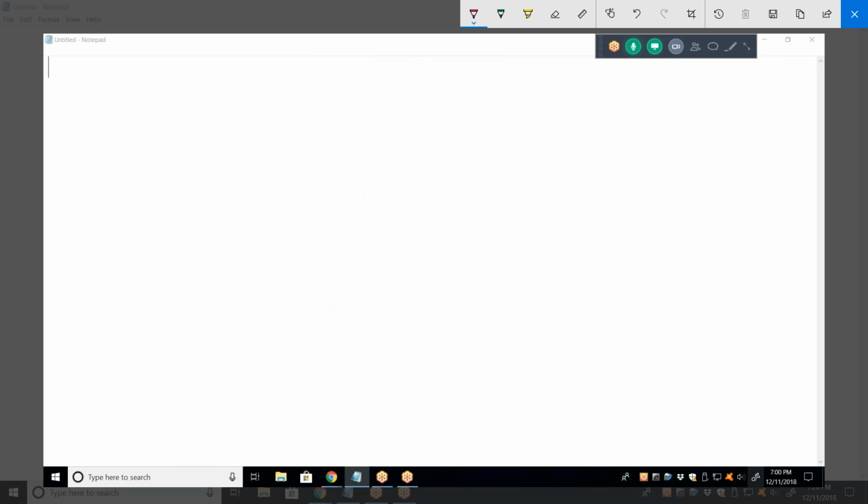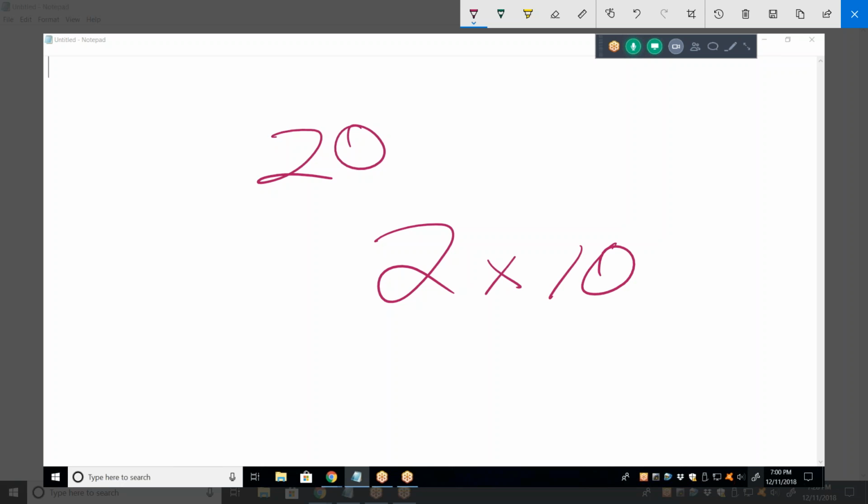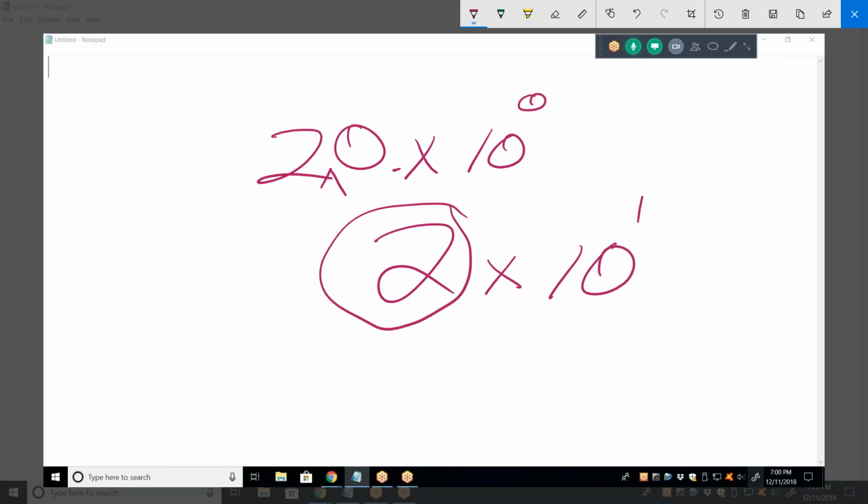In other words, let's look at 20. What is 20? It's 2 times 10 to the what? 10 to the first power. So what I had to start with was actually this. I had 20 times 10 to the 0, which is 1. And so I moved the decimal point left 1 spot to get it to 2. And therefore, I had to move the exponent up 1 number to get it to 1.